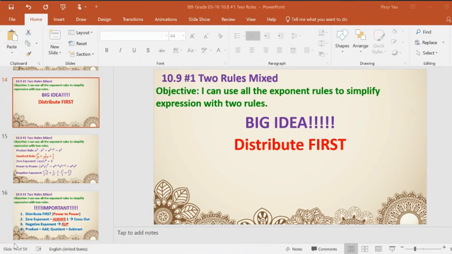Yao. So after some discussion with other teachers, we have decided we're going to change chapter 10 up a little bit. We're going to throw away the last section. So today we are going to talk about 10.9, number 1, two rules mixed in your notes. But your homework is actually 10.11, math space.